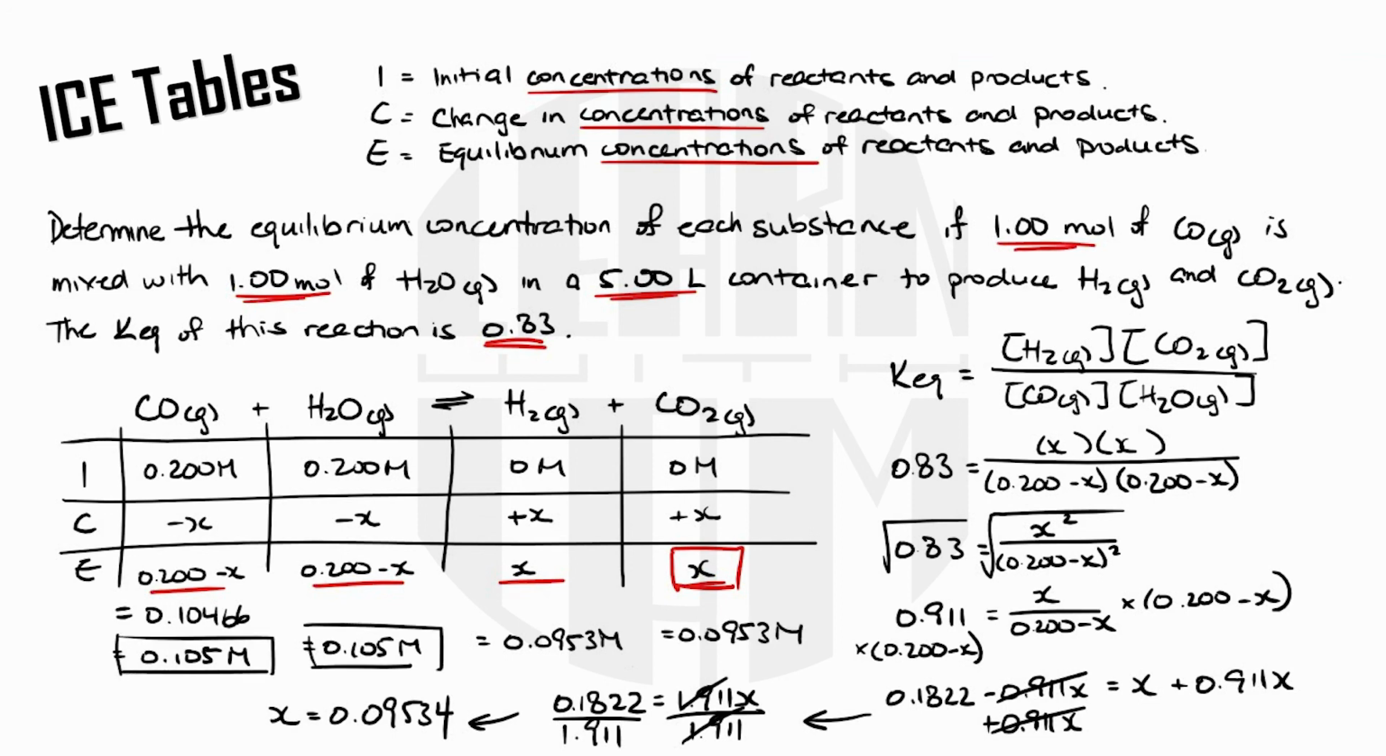And just to do a quick check of our answer, notice that because KEQ is just a smidge less than 1, it makes sense that our reactant values are just a little bit higher than our product values.